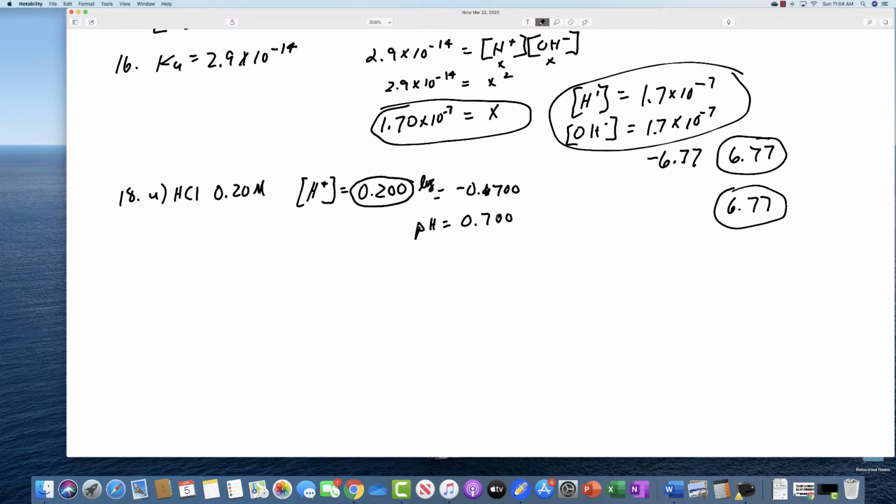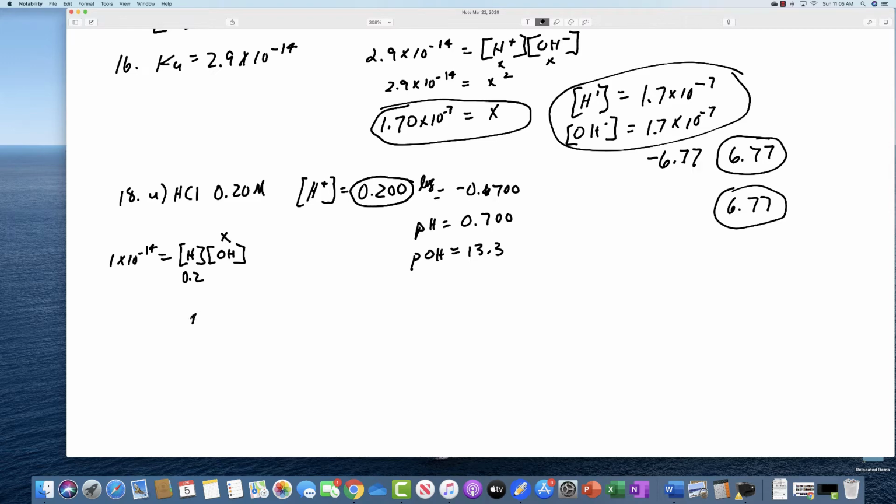There's two ways you can do the pOH. The easy way is to just subtract 0.7 from 14, or 13.3. The other way you can do that is you go back up here and you put 0.2. You remember that 1 times 10 to the minus 14 is equal to the hydrogen ion concentration times the OH ion concentration, and you put 0.2 in here and then X here and solve for X.